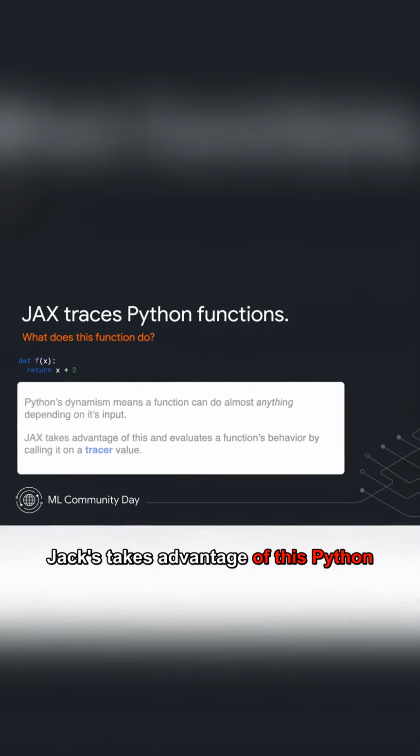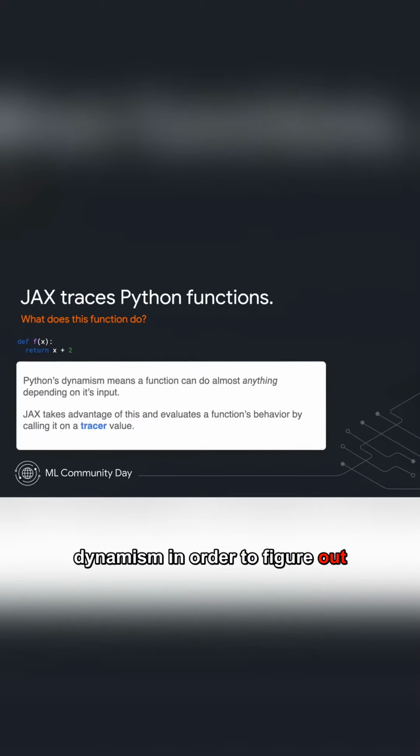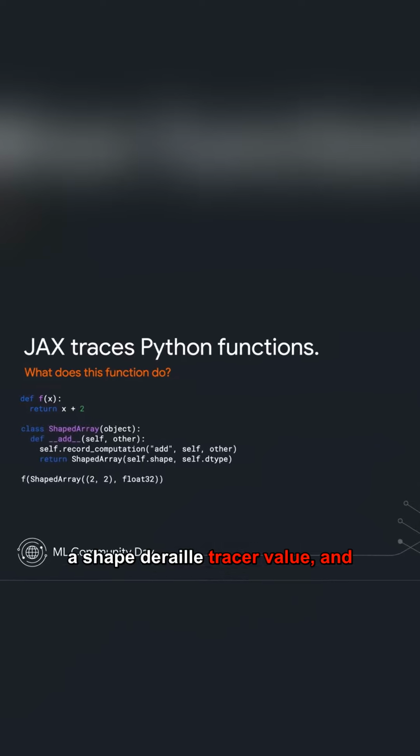And JAX takes advantage of this Python dynamism in order to figure out what's going on in a function and to come up with a representation that can be transformed in the way that we saw earlier. So it does this by calling the function on what's called a tracer value. An example of this is a shaped array tracer value.